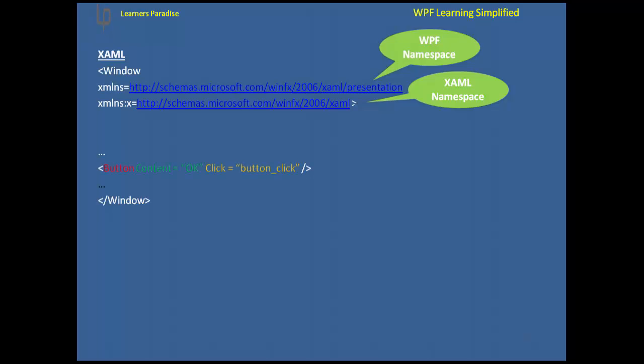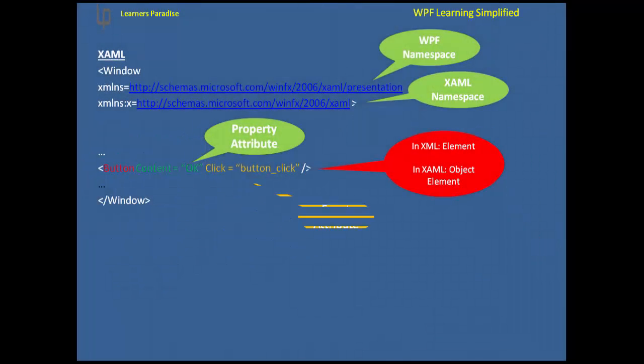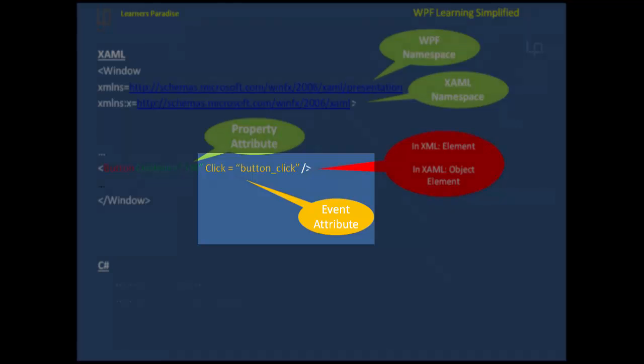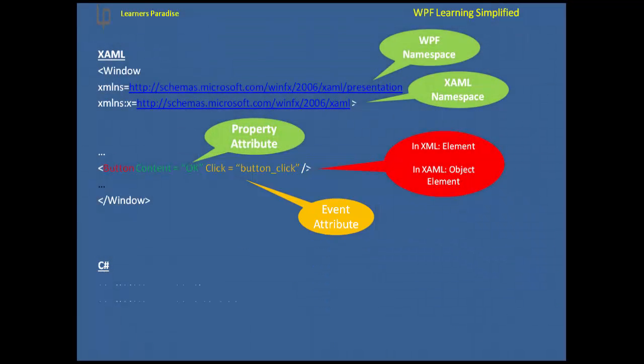And now suppose we have a very simple code to create a button, and the content of the button is OK, and when we click on the button it calls a function called button_click. Now let us examine each of these things. This entire thing is called an element in XML, but in XAML it is called an object element. Now getting into each of them, content is equal to OK is a property attribute, and click is equal to the function name button_click, the function that has to be called upon click. This entire thing is called an event attribute.